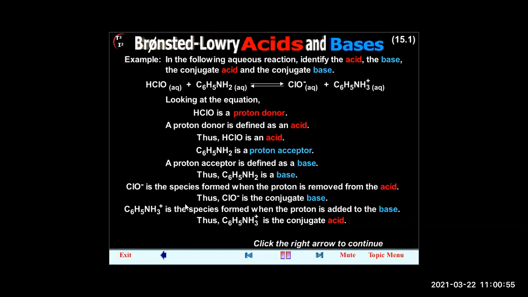Okay, so some cases will arise where they will give you water that will be acting as an acid. Because once you see that H2O becomes OH, that means it has donated a proton. So in that case, it's acting as an acid. All right? So take note of that.